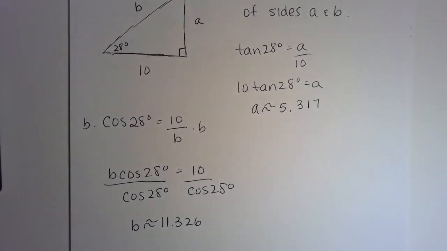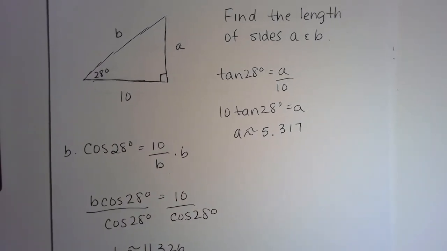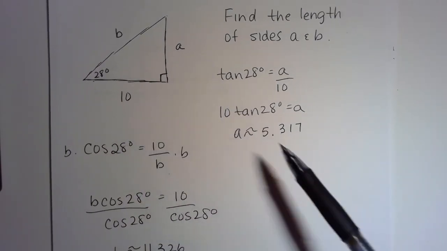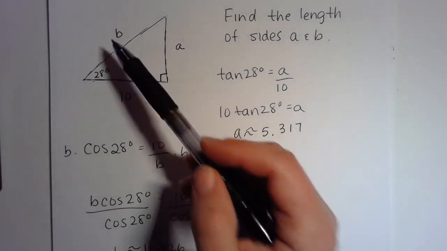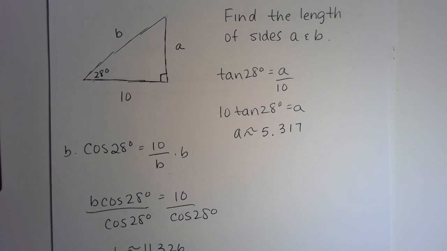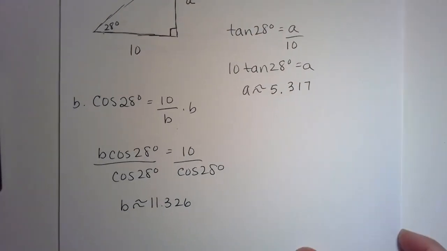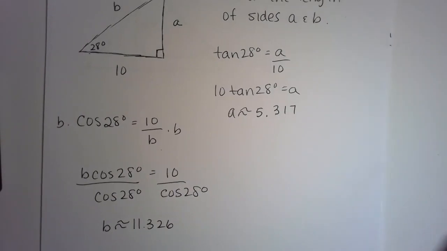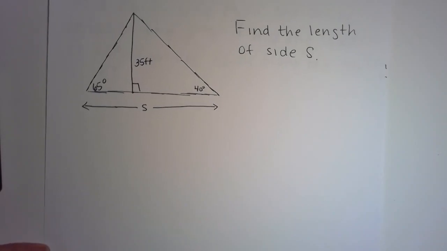Now, I'm not going to go back and check it, but if you want to check yourself, then you can take 10 squared plus this squared, and it should be approximately B squared, okay? Now, with the decimals, it might be off just a couple tenths or hundredths, but it should be close. All right, so a next example.